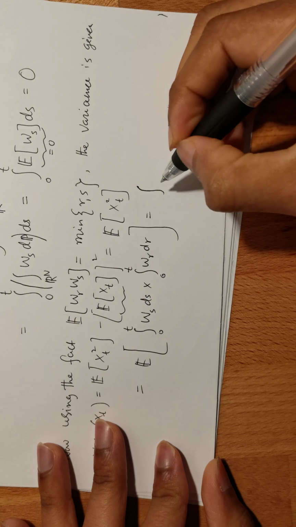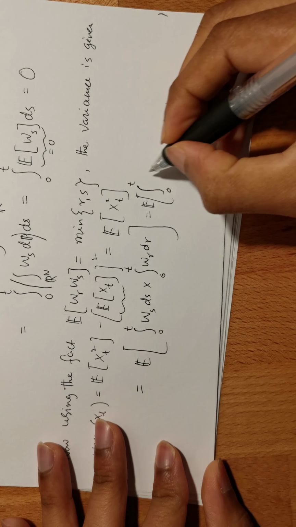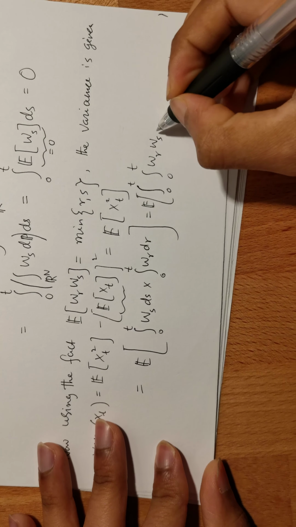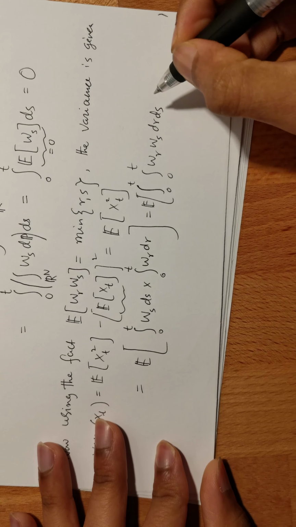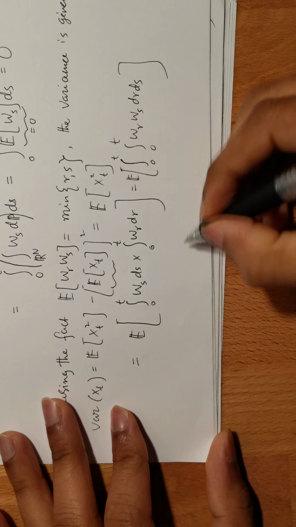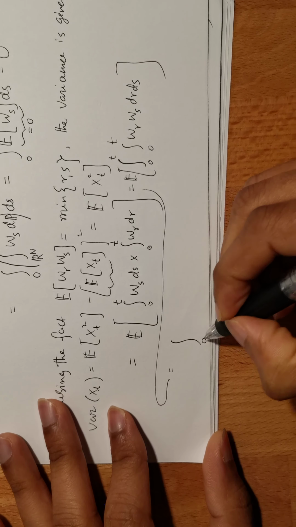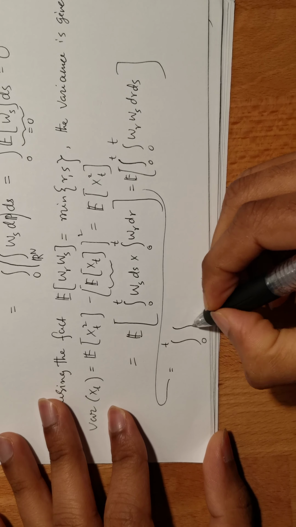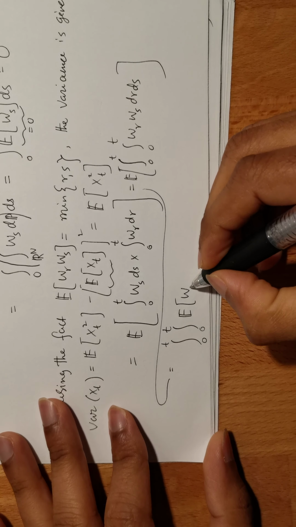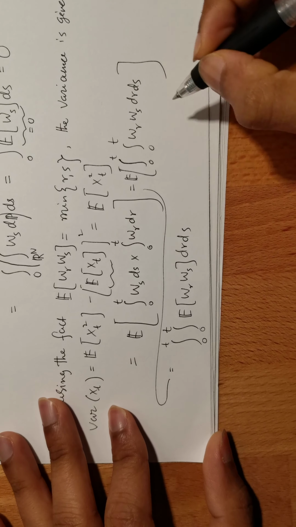So now this can be written as expectation of integral 0 to t, 0 to t, W_r W_s dr ds, right? For Wiener again. Now this can be further written as integral from 0 to t, 0 to t, expectation of W_r W_s dr ds.